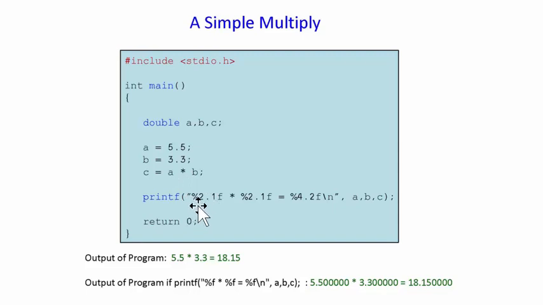So I could print out a float. Now look at this: these are double quotes, so everything in here is treated as just text unless it's preceded by the percent. So when I say percent 2.1f, what that means is that it's going to print the value of a float, and it's going to put a maximum of 2 leading digits before the decimal point and a maximum of 1 trailing digit after the decimal point.